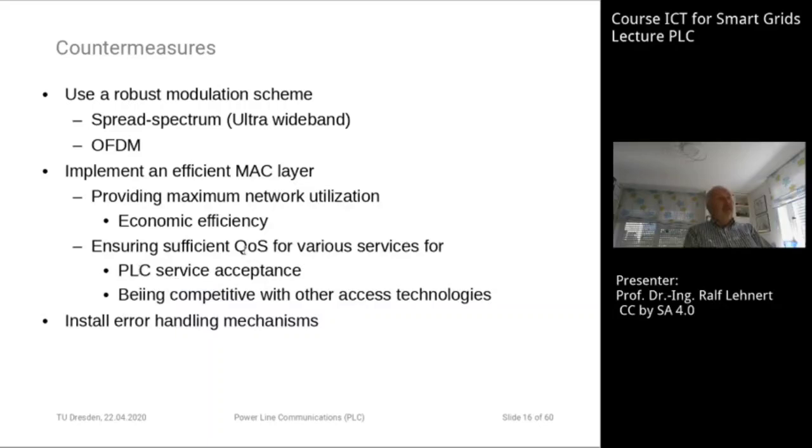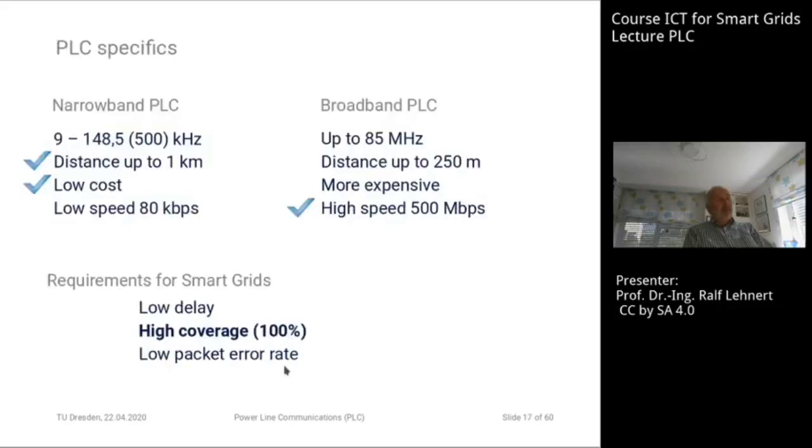So we must be able to do this, otherwise we won't have acceptance of the technology, and we must be able to be competitive with other access technologies in the world. And as usual in a communications network on a channel which may have errors, we have to install an error handling mechanism.